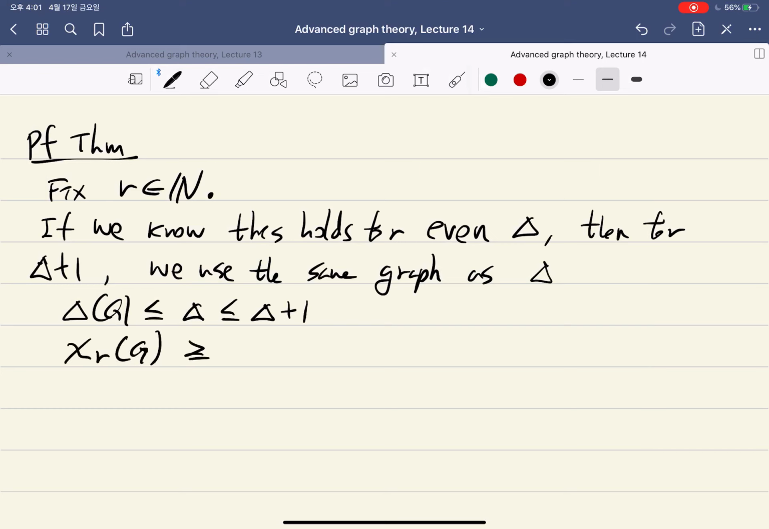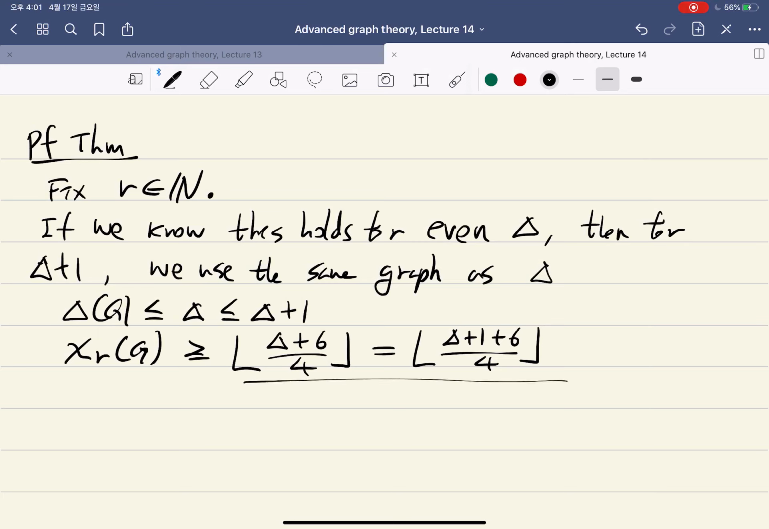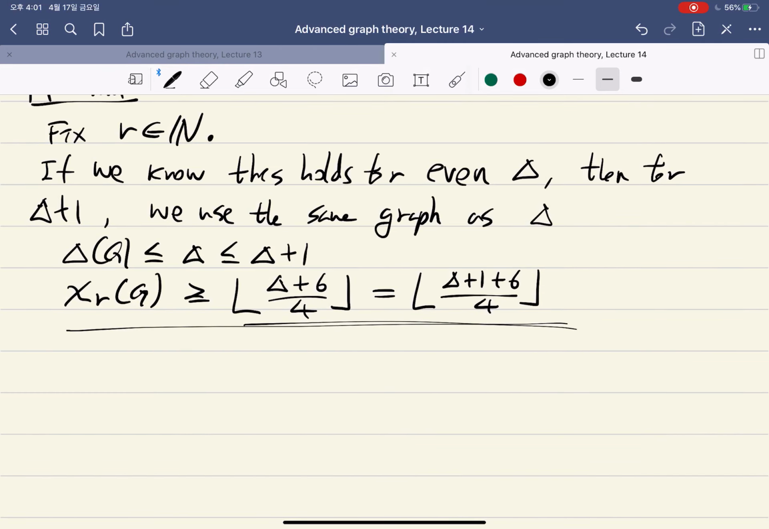And if we know that this is at least delta plus 6 over 4, then because delta is an even number, these two numbers are the same. So we automatically know it for delta plus 1. So this ensures that we may assume delta is even.